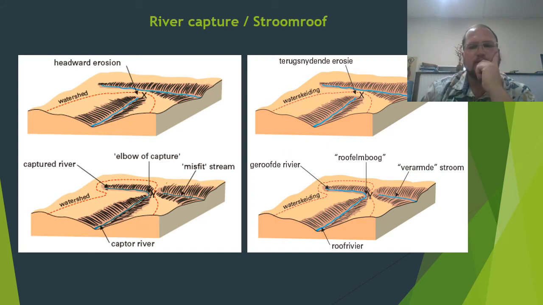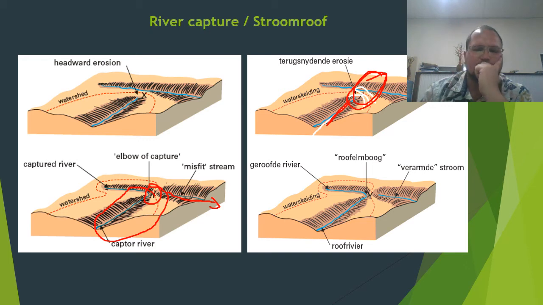So let's look at this one. We can see headward erosion, so the river is flowing down this way, but it's cutting into this area, so it's going to capture the stream flowing up here. So this is my captor stream. This is my captured river. This is the elbow of capture where it took over. This is the misfit. We don't want this anymore. This is the one we're not looking at. And this is my captor, the one that captured the stream. My roof, hy die roof gepleeg, hy die stroom gesteel.